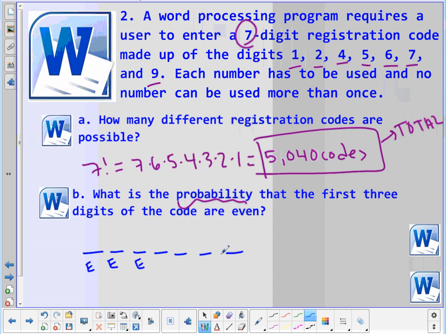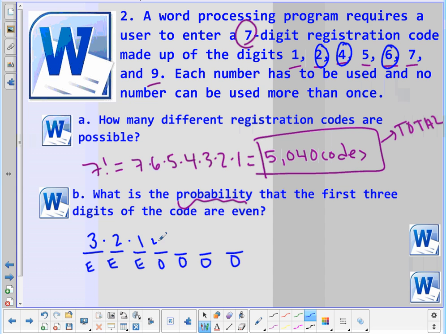Well, let's look at how many even digits we have. We have a 2, we have a 4, we have a 6. 1, 5, 7, and 9 are odd. So I have 3 possible even digits for that spot. Once I use one of them, I only have 2 left. Once I use one of those, I only have 1 left. Okay, so those have to be my first 3 digits. Then the rest of these are going to be odd.